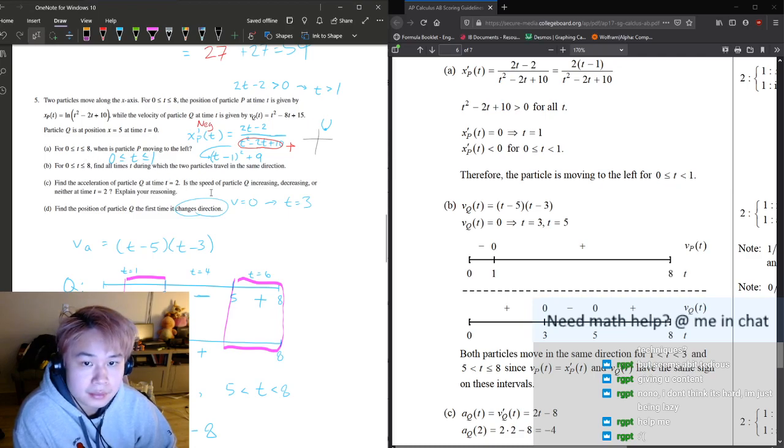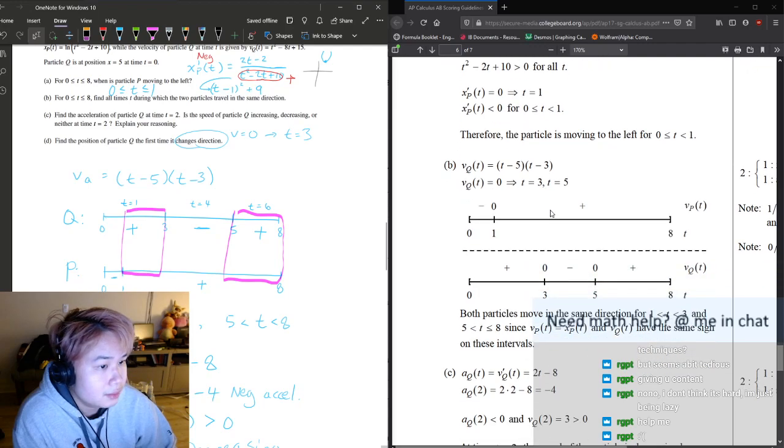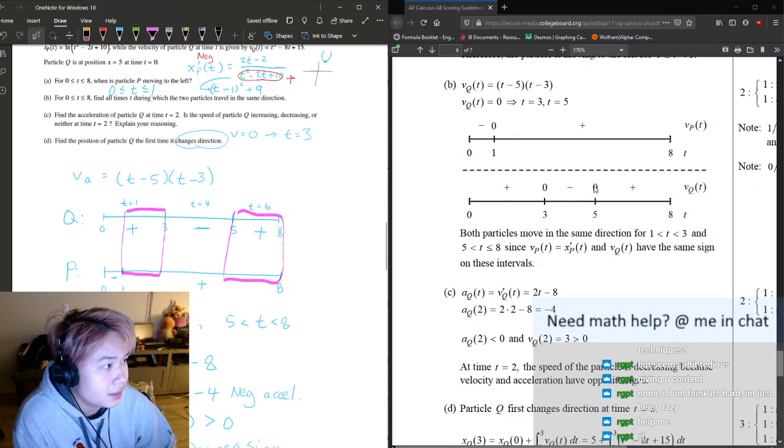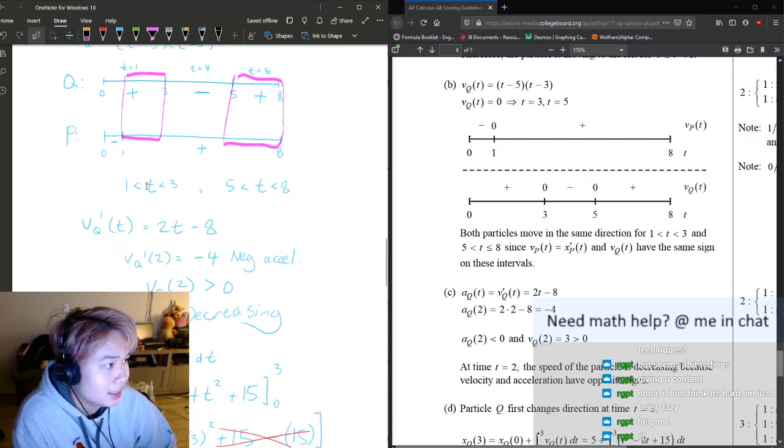Whenever I have the money. Oh, they do the same diagram as me. Nice. They move in the same direction, 1 to 3 and 5 to 8. That's what I got right here.